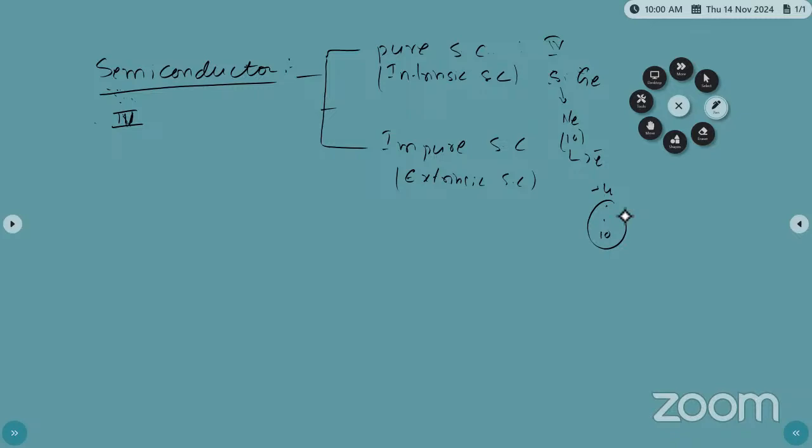Similarly, here the pure semiconductors are not pure conductors. So here what are we going to make? We are going to make the semiconductor a conductor. How are we making the conductor? By adding impurities. By adding impurities to that pure semiconductor, we are getting the conductivity. We are increasing the conductivity. Those elements are called impure semiconductors or extrinsic semiconductors.